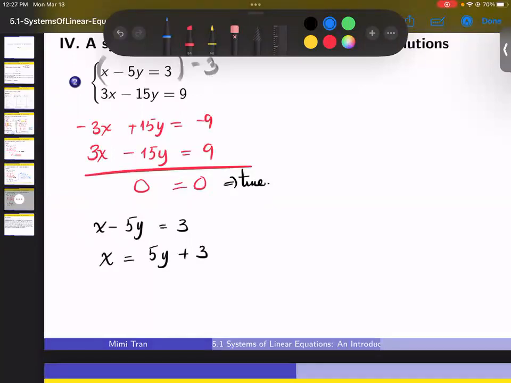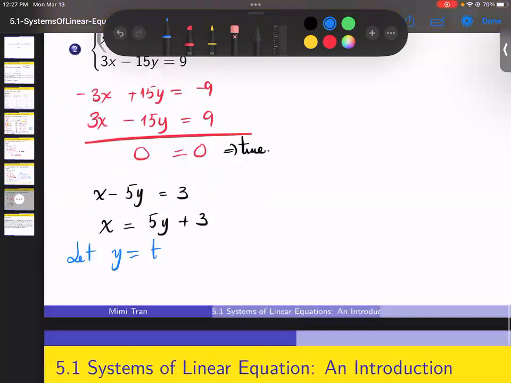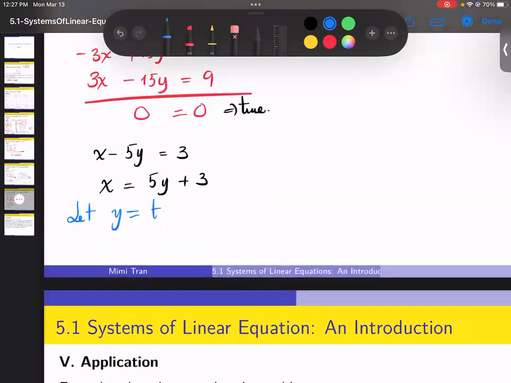And then what do we do? We let what equal t? Y equals t. If somebody else lets x equal t, that's fine too, but you have to solve it back, right? If you let x equal t, you have to solve for y, which is more complicated than we wanted. Then this implies x equals 5t plus 3. So your final solution will be 5t plus 3 comma t. Now, if somebody solved for y and you have a different representation, it's okay.